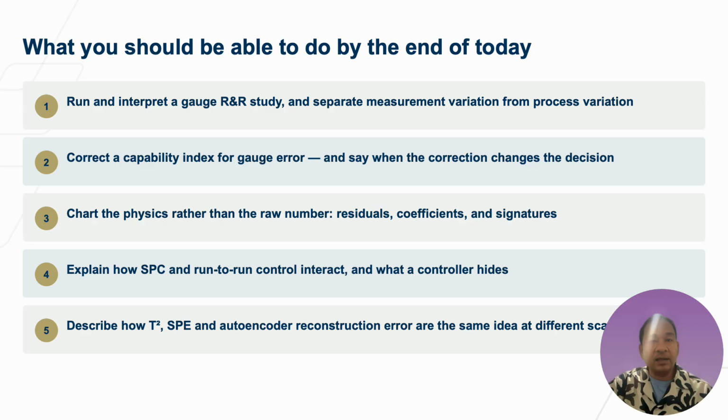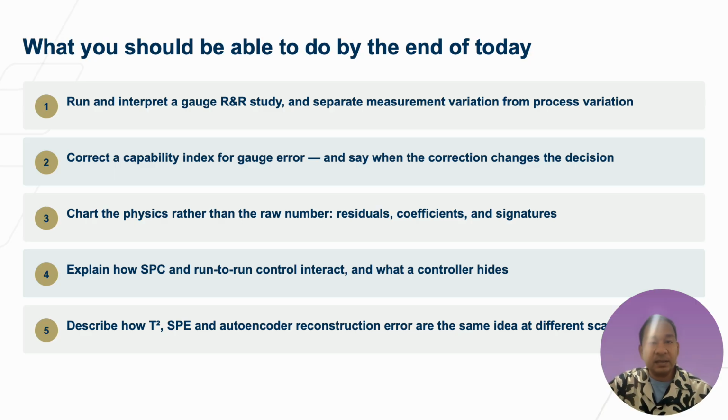Five things. Run and interpret a gauge R&R study and separate measurement variation from the process variation. This is a designed experiment and it takes an afternoon. Correct the capability index for gauge error and say when that correction changes the decision. Not just compute it, say when it matters, because sometimes it doesn't. Chart the physics rather than the raw numbers. Residuals, model coefficients, spatial signatures. This is the idea that carries the middle of the lecture.